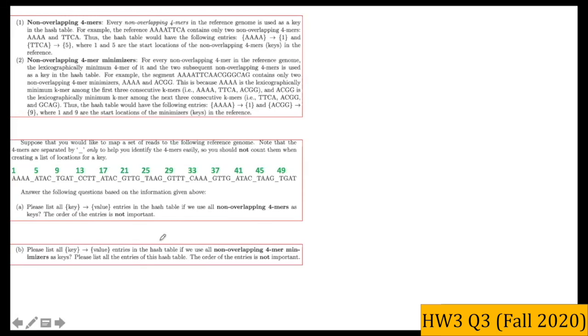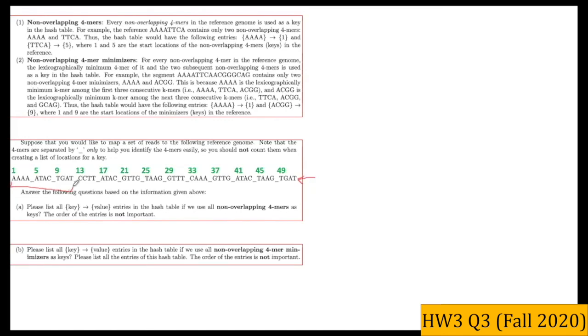Okay, so we will use the same reference sequence here, and we already have the start locations indicated. Following the method we described, we need to extract every 3 k-mers that are non-overlapping, and then sort them and pick the lexicographically minimum k-mer and store it in the hash table. So where are the first 3 k-mers? These are the 3 4-mers that are non-overlapping.